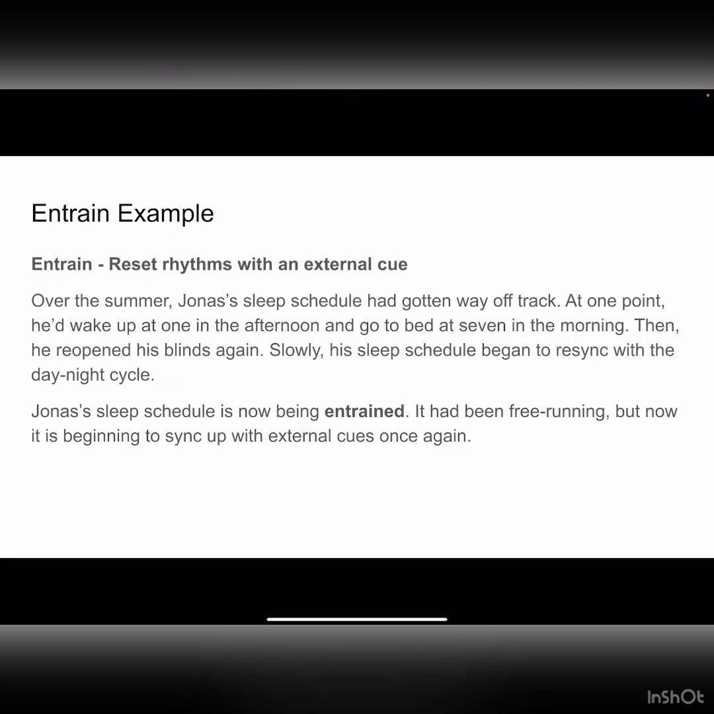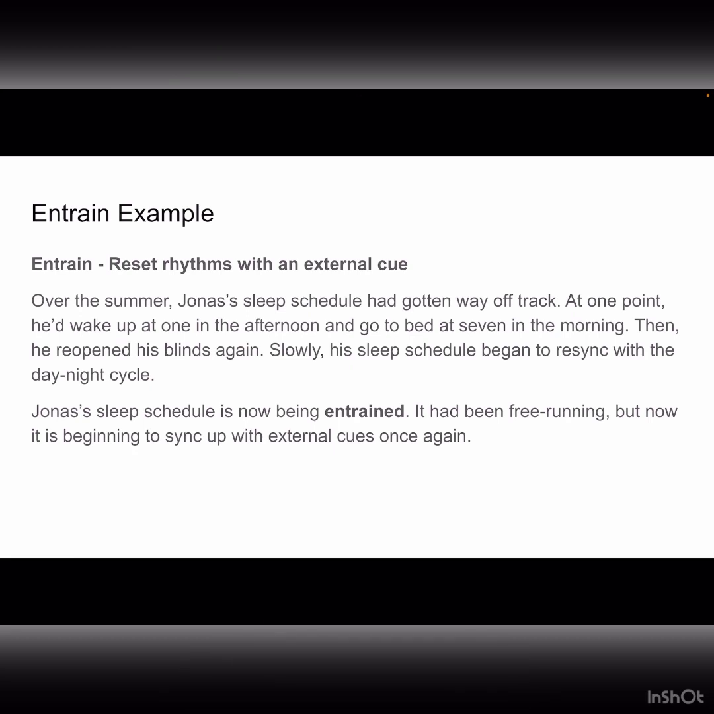To combat that, we have entrain. As stated earlier, entrain means to reset rhythms with an external cue. Let's look at the example. Over the summer, Jonas's sleep schedule had gotten way off track. It started free running. At one point, he'd wake up at 1 in the afternoon and go to bed at 7 in the morning. Then he reopened his blinds. Slowly, his sleep schedule began to resync with the day-night cycle.